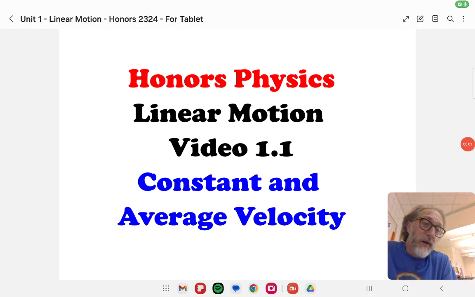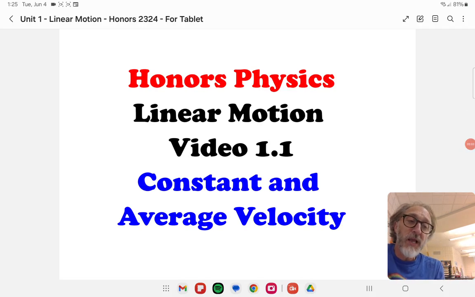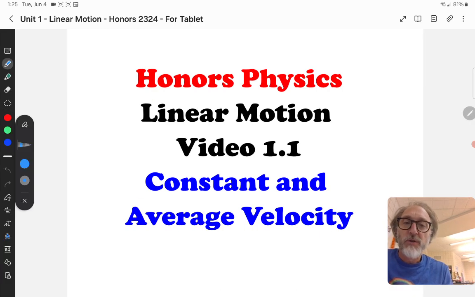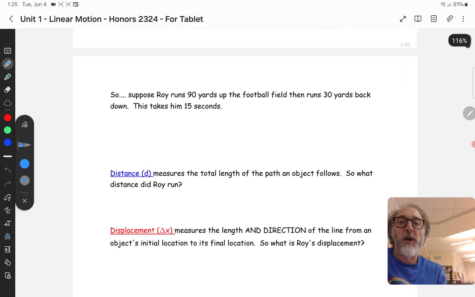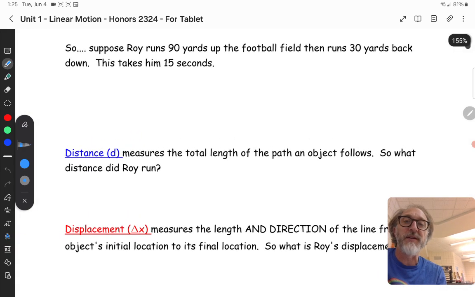So today we are going to learn about constant velocity and average velocity. So here we go. All right, so the easiest way to do this is to just kind of dig in and do an example.